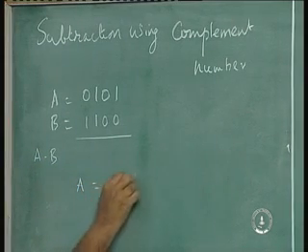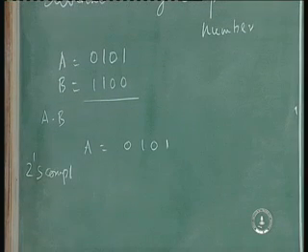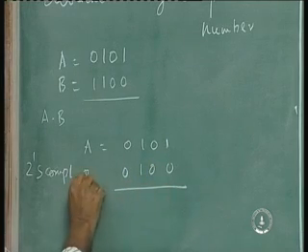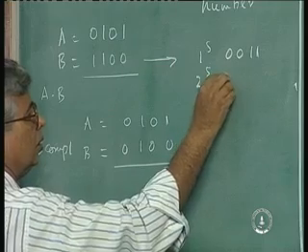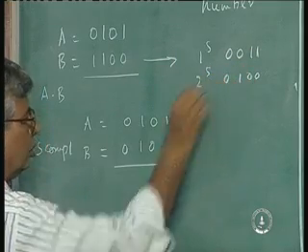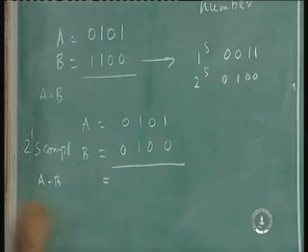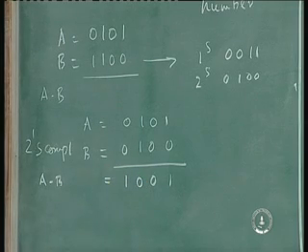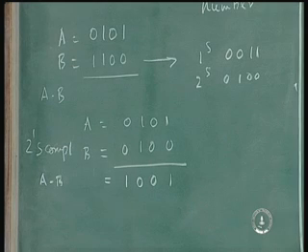So, I will do this. A is equal to 0 1 0 1, and I need the 2's complement of B. By now you know how to do that. 1's complement is 0 0 1 1, and to that you have to add 1. So, what will be the 2's complement of B? It is 0 1 0 0, right? Adding A and the 2's complement of B, we get 1 0 0 1. Is that right? You mean the answer is right? My addition is right, the answer is not right.